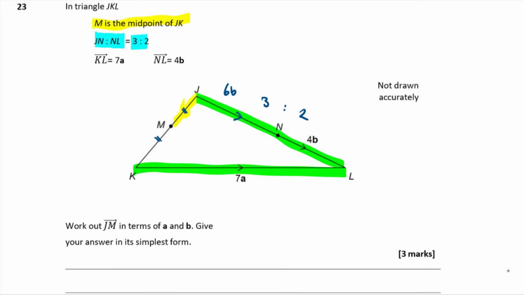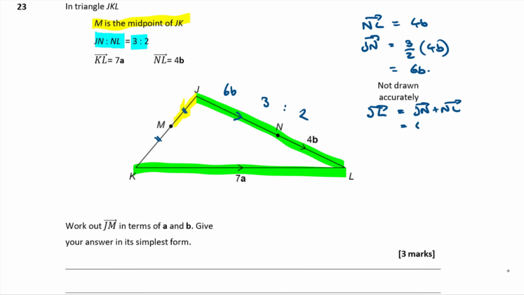I'm just going to write that down. That if N to L is 4b, and I know that J to N is 3 halves of 4b, then I know that J to N is 6b. And that tells me also that J to L is going to be J to N plus N to L, which is going to be 6b plus 4b, which is 10b. Okay, so I know J to L is 10b.